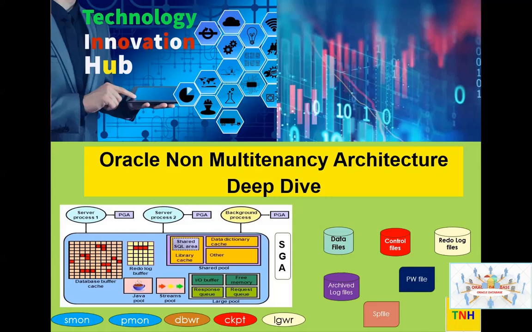So we are going to start with our traditional database architecture, because that was the architecture available up to 11g. That doesn't mean that 12c and 19c don't support the non-multi-tenancy architecture. Yes, it is there, but only after 12c did the multi-tenancy architecture, CDB and PDB architecture, come. So we are going to have a separate series about multi-tenancy architecture deep dive. That's going to be a separate series, but this series is going to focus on non-multi-tenancy architecture.